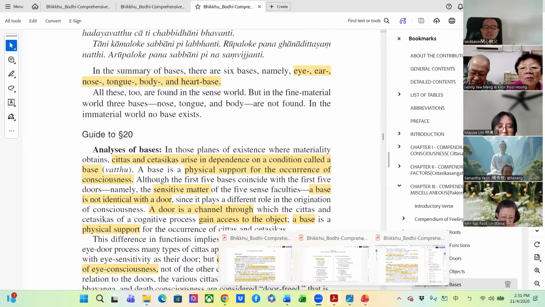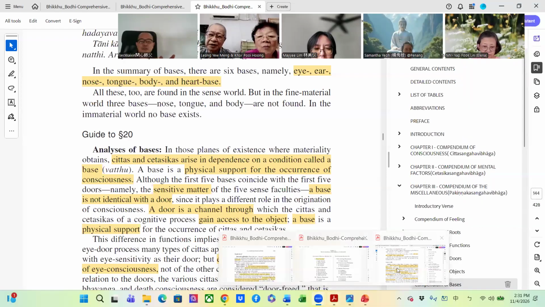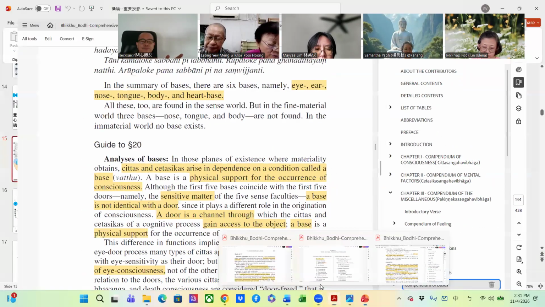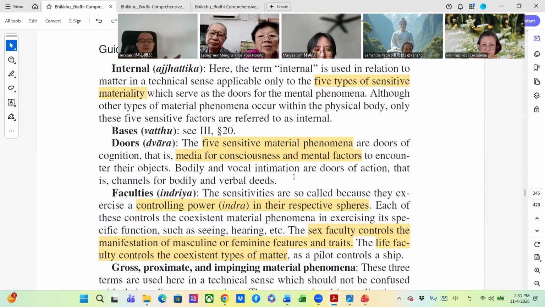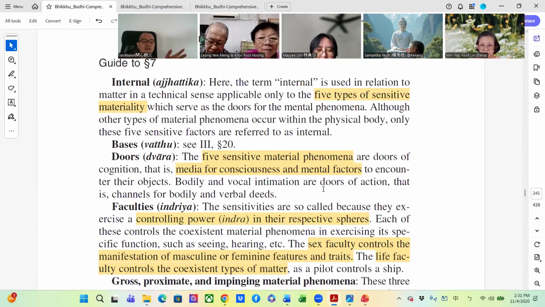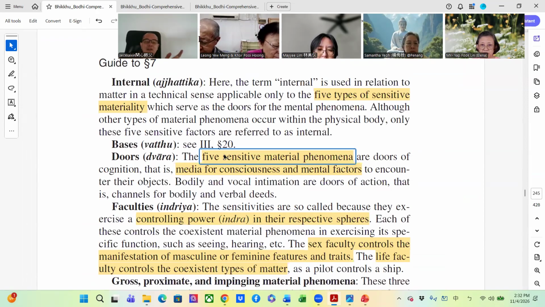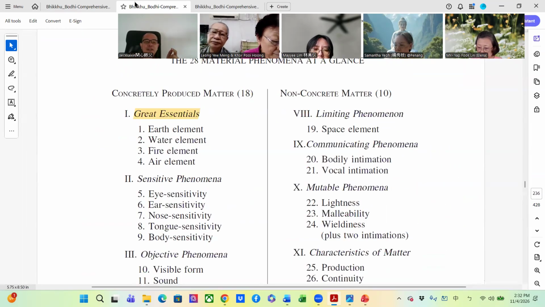So next, let's take a look at this. Okay, we go to the doors. Doors are the same, the media for consciousness and the mental factor. So internal and the door is about the same. But one thing is about the bases. They will be a little bit different. Class, take a look. You see, here the diagram.